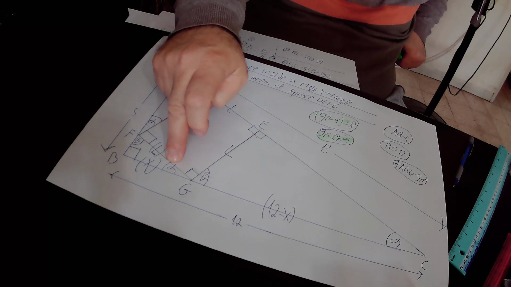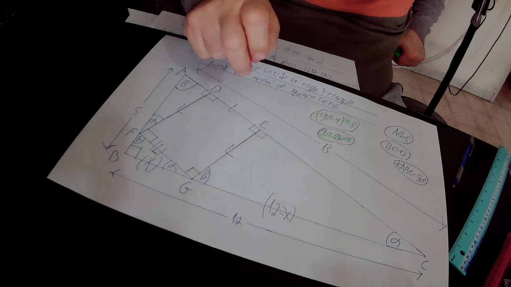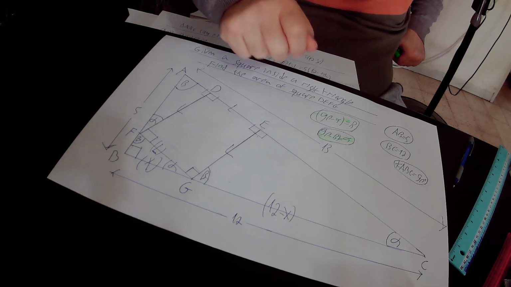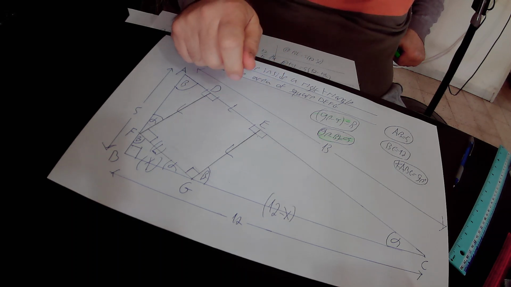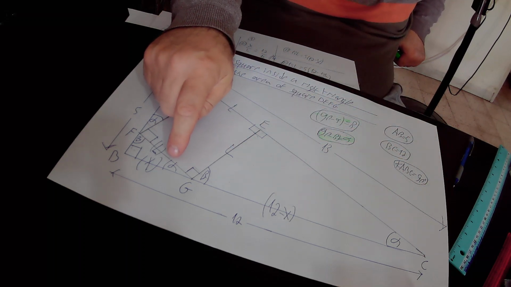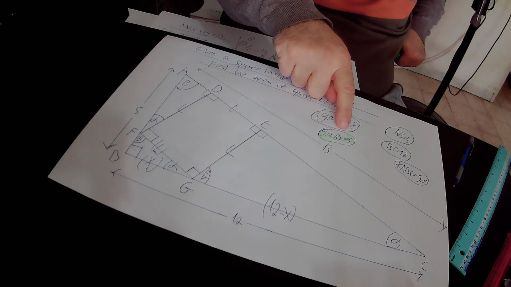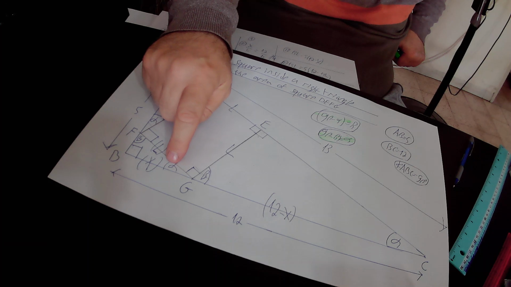Why? Because 90 degrees minus beta plus beta is 90 degrees, and 90 degrees plus 90 degrees is equal to 180 degrees. That is the sum of the angles on the upper side of the straight line BC. So the missing angle here must be equal to 90 degrees minus beta. But 90 degrees minus beta equals alpha, therefore the missing angle here equals alpha.